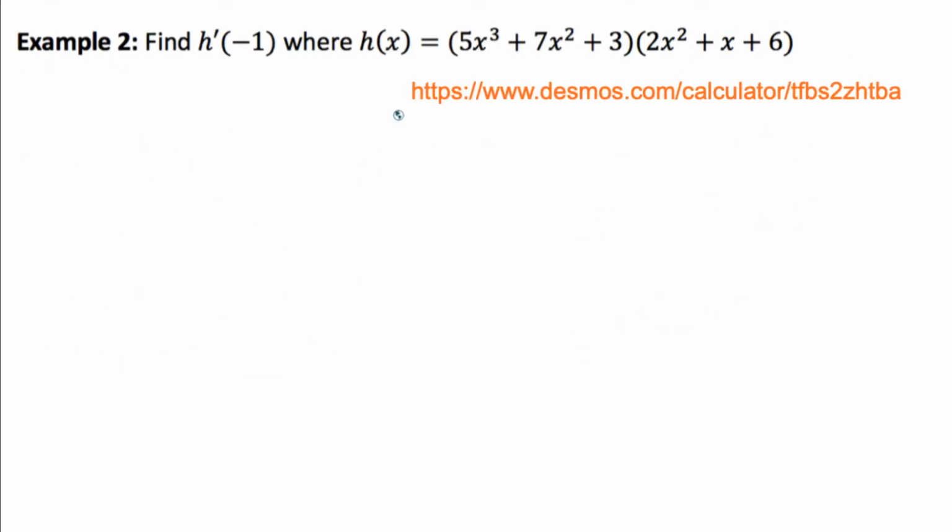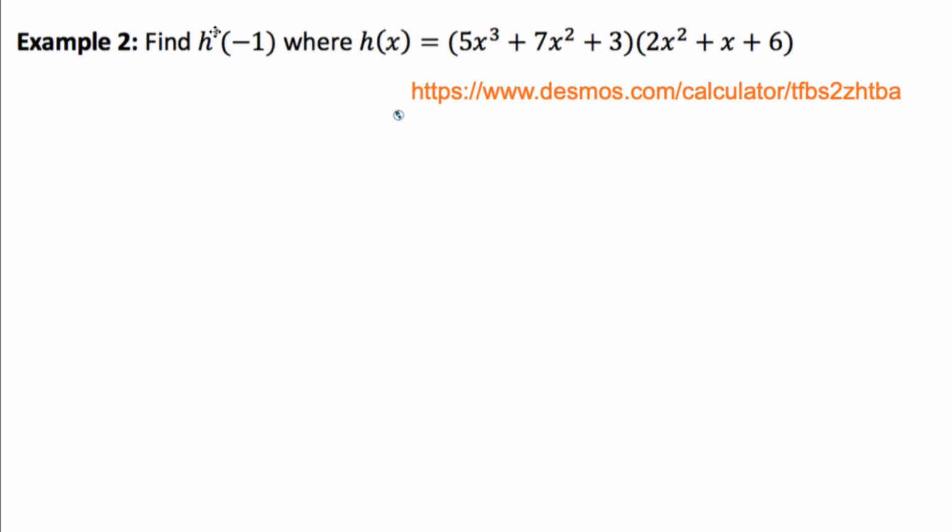Let's do some applications where product rule is going to be helpful. Find h prime at negative 1, where h at x equals this product of two functions. Now, this product would be a lot more complicated to expand. I mean, we could do it, and then we could differentiate. But since we're in the product rule lesson, and I think it would be easier for this one to do the product rule, let's use product rule to differentiate this.